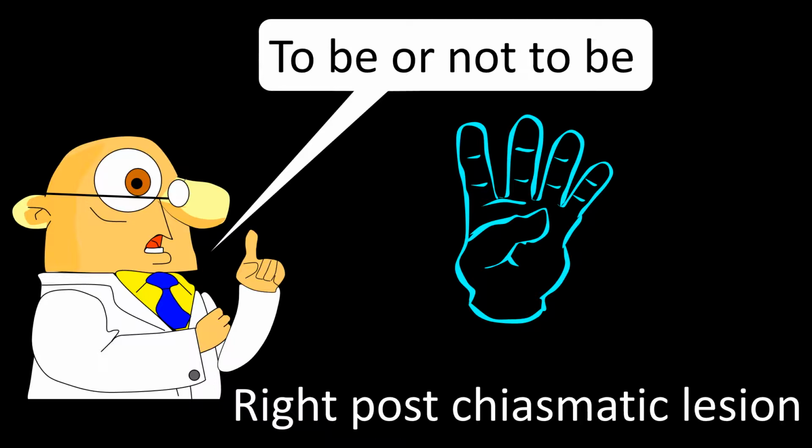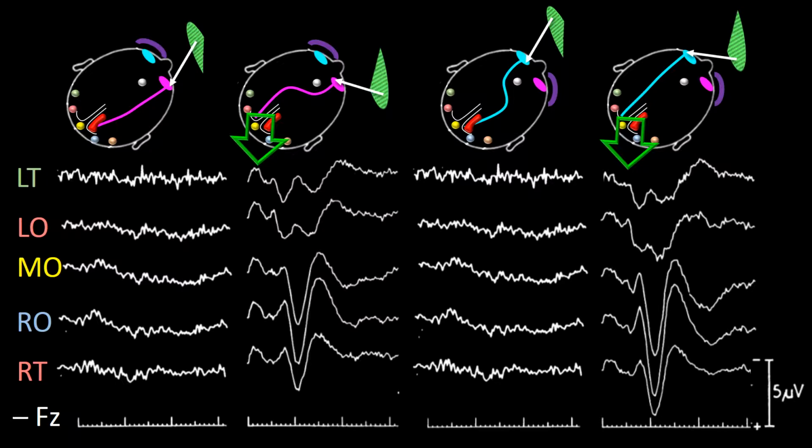The fourth pattern is that of a right postchiasmatic lesion. This pattern is characterized by absence of P100 with left hemifield stimulation of the right eye and absence of P100 with left visual hemifield stimulation of the left eye.